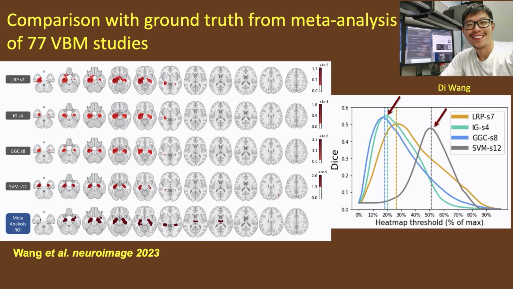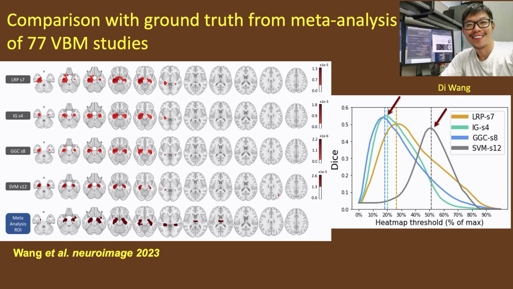That's what Dee has found when we have compared with the meta-analysis map of 77 studies. The bottom row is the map of the meta-analysis, quite expected patterns of atrophy in the hippocampal regions. The first 3 maps are the deep learning maps, and the 4th map is the support vector machine coefficient maps.